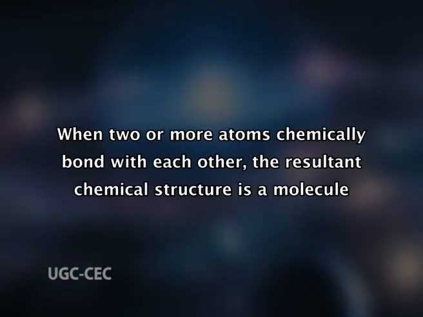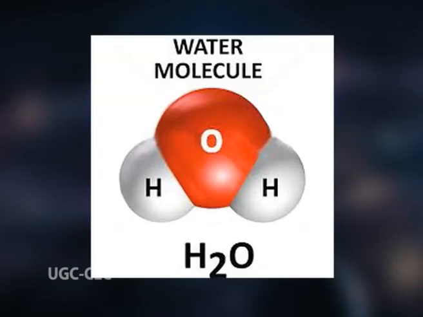According to the octet rule, elements are most stable when their outermost shell is filled with electrons. This is because it is energetically favorable for atoms to be in that configuration. However, since not all elements have enough electrons to fill their outermost shells, atoms form chemical bonds with other atoms which help them obtain the electrons they need to attain a stable electron configuration. When two or more atoms chemically bond with each other, the resultant chemical structure is a molecule. The familiar water molecule consists of two hydrogen atoms and one oxygen atom which bond together to form water. Atoms can form molecules by donating, accepting, or sharing electrons to fill their outer shells.